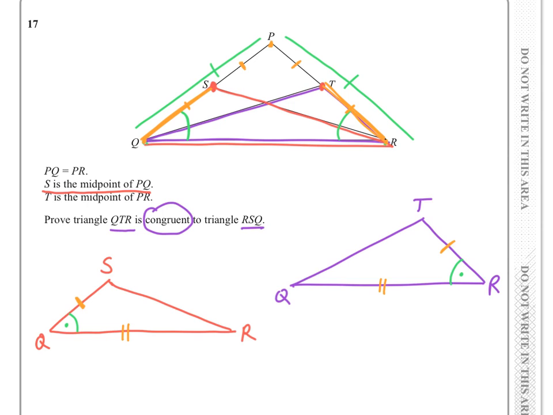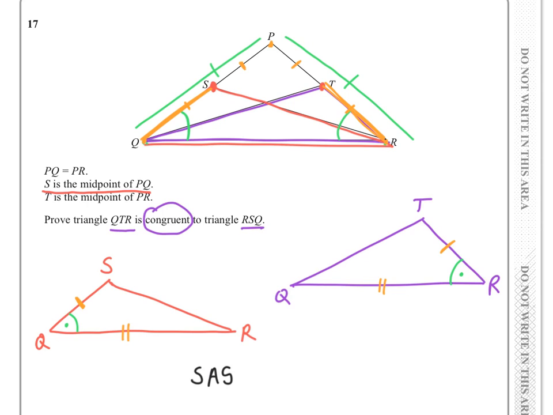And then if you know your proofs of congruence, one of them is side, angle, side, i.e. side, angle, side, and then side, angle, side, and they correspond. This one to this one, this angle to this one, and this side to this one.